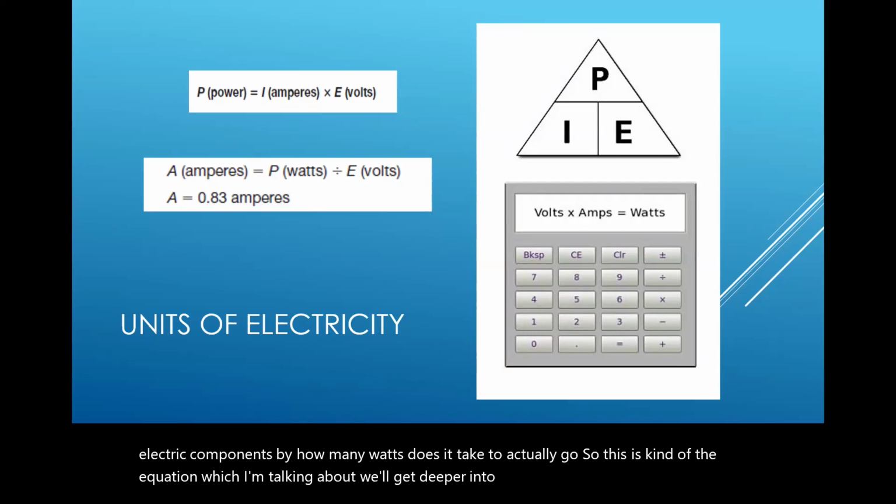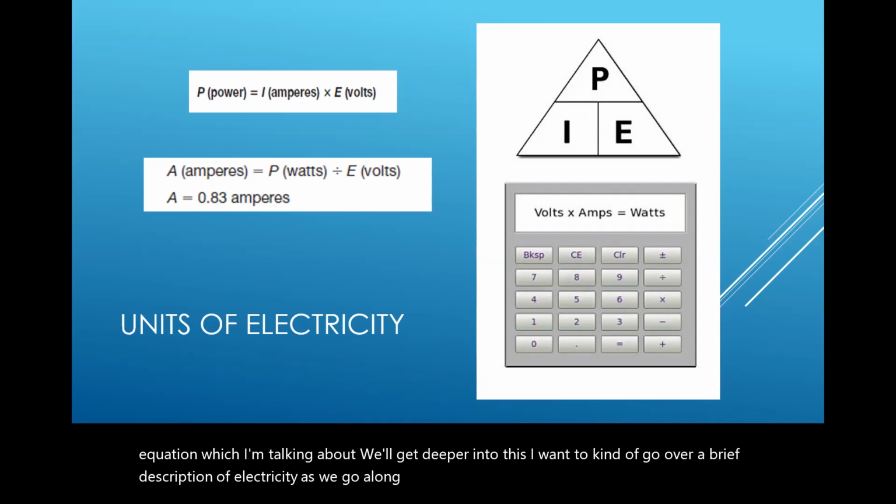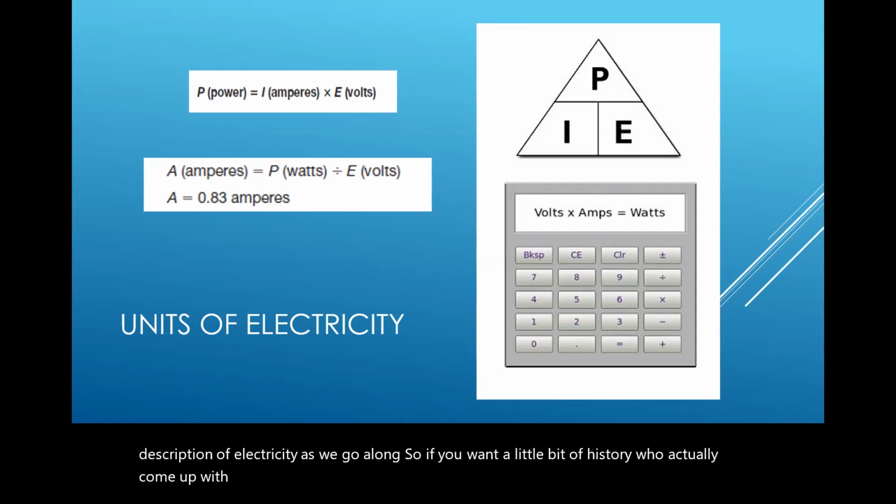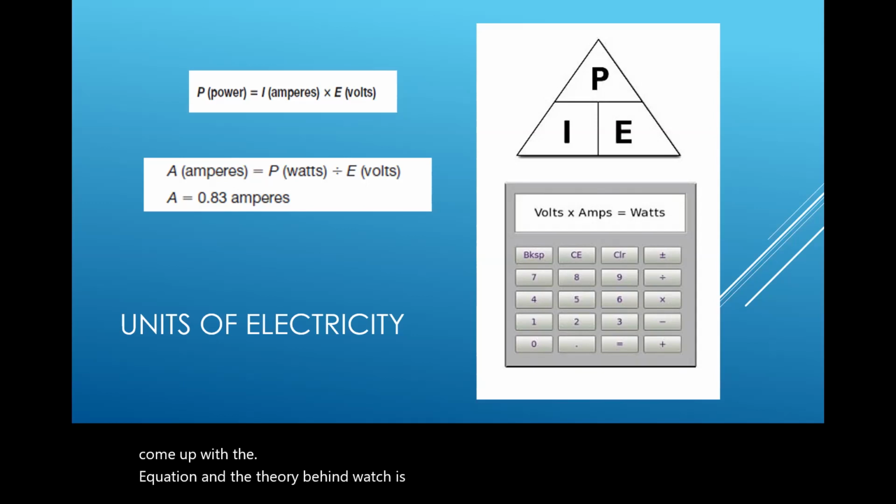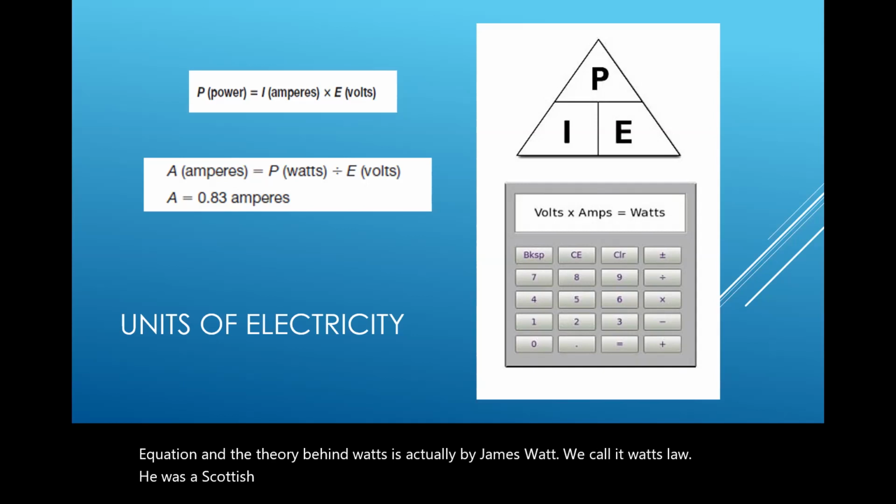I want to go over a brief description of electricity as we go along. So if you want to know a little bit of history, the person who came up with the equation and the theory behind watts is James Watt. We call it Watt's law. He was a Scottish inventor. And the symbol for watts is usually a P for power. Okay, and then we have the formula which I just showed you right there as well.